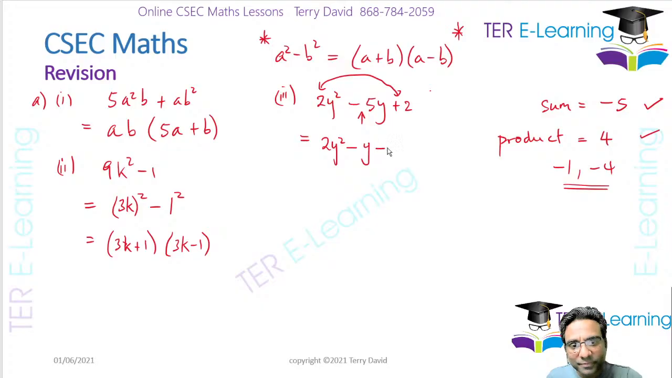Minus y minus 4y plus 2. Right? So what you've done, you replace the middle term. So my next step when I'm using this method is I need to factorize by grouping. So you're going to factorize these two terms and these two terms. So 2y squared minus y. The only thing I can pull out there is going to be y, open brackets, 2y minus 1, right?